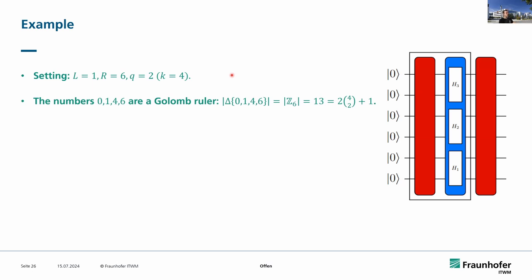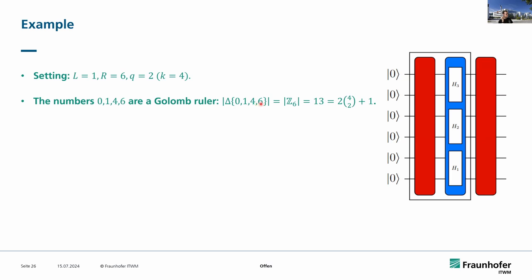Okay, first of all, we have to find a Golomb ruler of size 4, and I claim that 0, 1, 4, and 6 form a Golomb ruler. Let's check that quickly. What differences do I get? 6 minus 0 is 6. 6 minus 1 is 5. 4 minus 0 is 4. 4 minus 1 is 3.